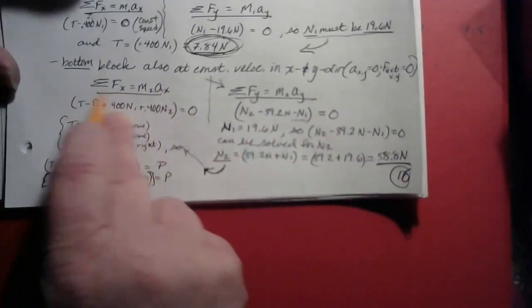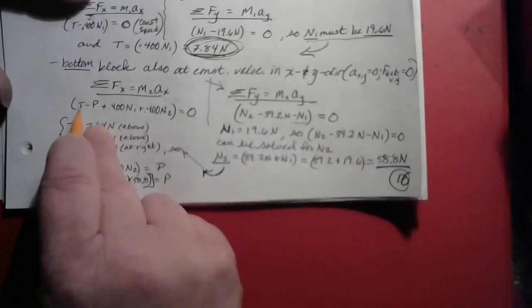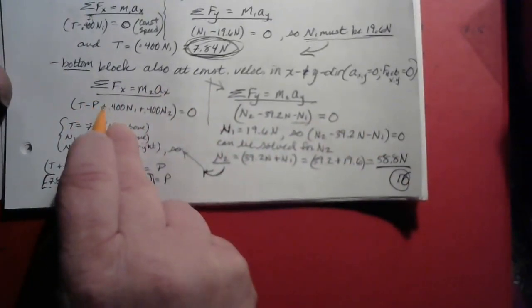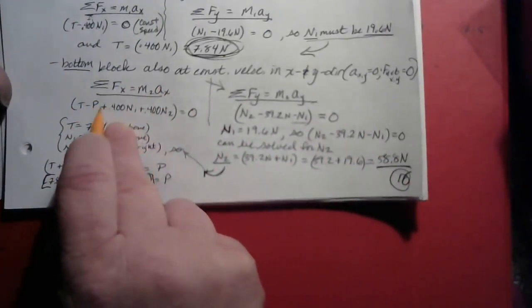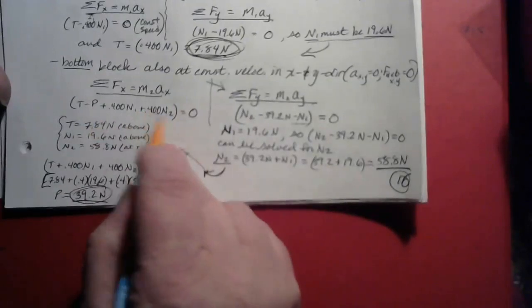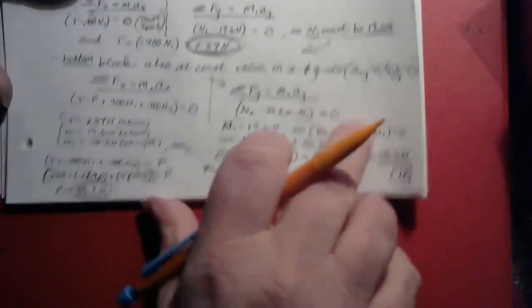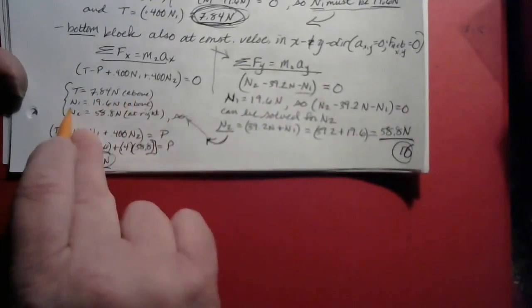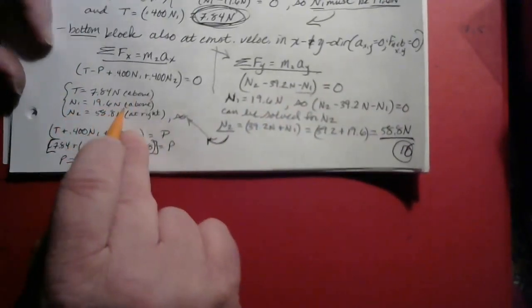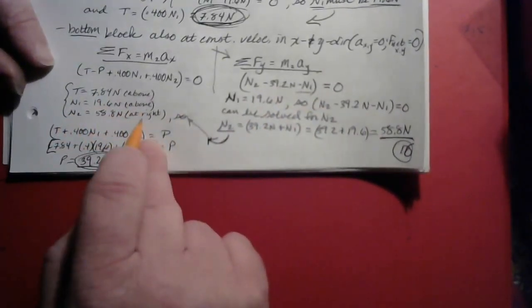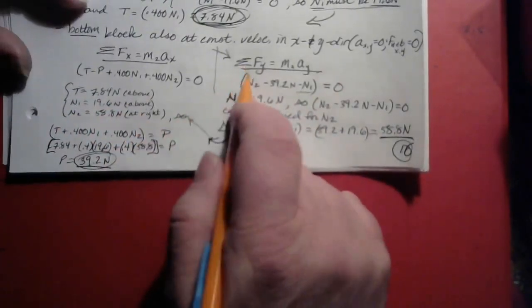The sum of all the forces in the x direction on the bottom block should be the tension in the string minus the pulling force plus, or in other words, minus a negative, 0.4 N1 plus 0.4 N2. Okay, looking at what we know, the tension is 7.84 newtons, which we found out above. N1 is 19.6 newtons, which we found out above. N2, we don't know, which is why we're going to go over here and try to find N2.